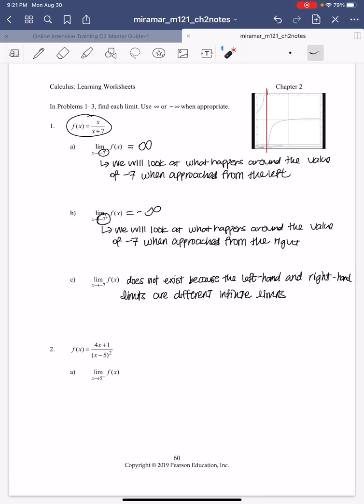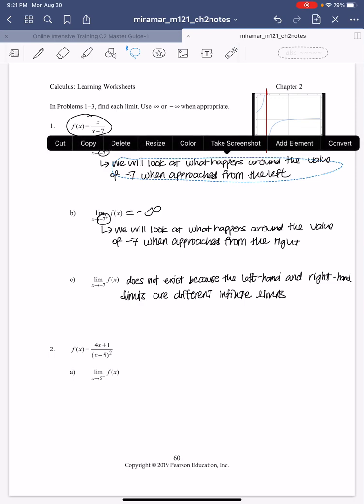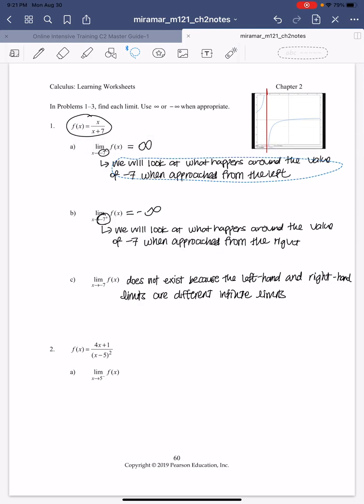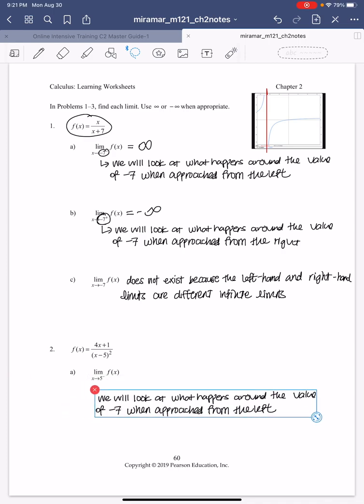Same thing, if the value is substituted into the function, we would have a 0 in the denominator, because if you plug in 5 directly, that will make 0 in the denominator. Since there is no way to remove the problem, we'll look at what happens around the value of 5 when approached from the negative left side. So same thing over here. In fact, I will copy this one again and then paste. This time this is the negative left side, and then we want to look at 5.